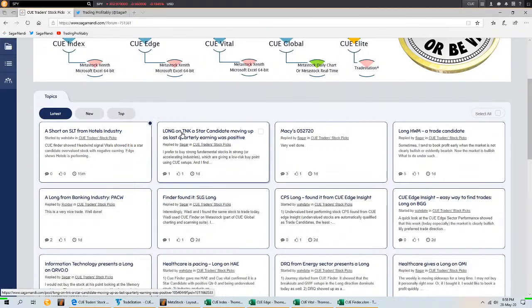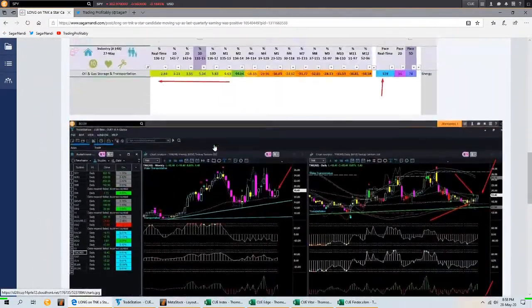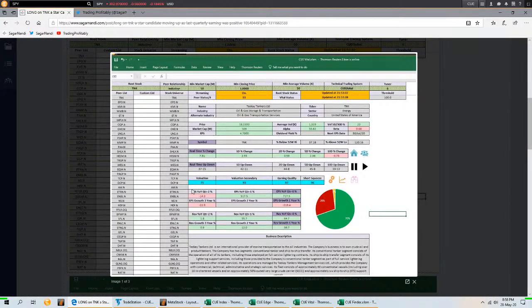He shared a post on TNK, and everything was looking good except one, and I commented on that. He very nicely shared the snapshots. Great valuation and great earnings growth, positive and accelerating. So it was a star candidate. 70% of the 53 peer stocks were up. That was pretty good.